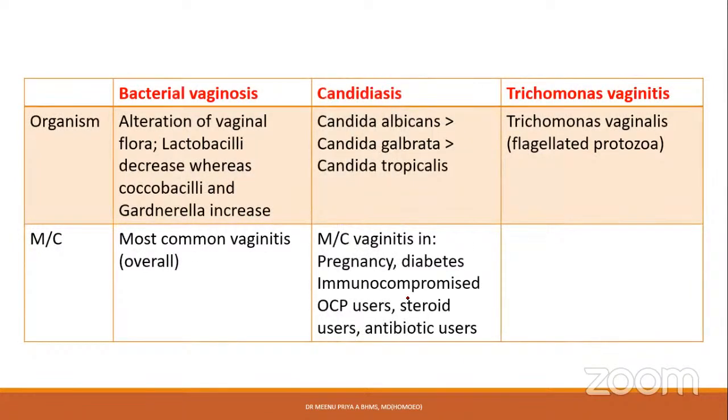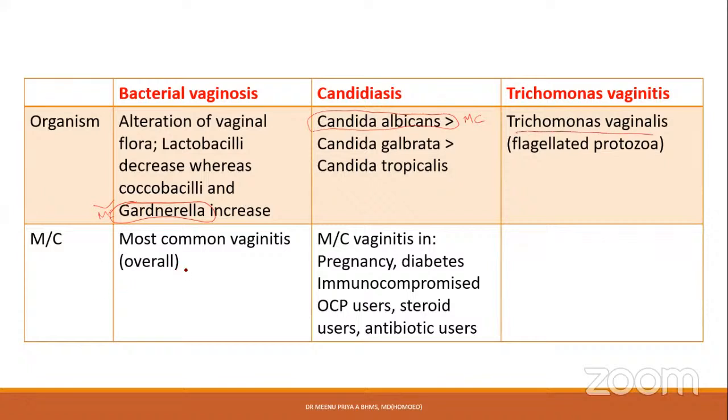Now we will see the differences. The theory is again here, we have just put it in a table. Bacterial vaginosis is an alteration of vaginal flora: lactobacilli decrease, whereas bacilli and Gardnerella increase. So the organism is Gardnerella. In candidiasis, the most common is Candida albicans. There are others also, Glabrata and Tropicalis. This is most common in candidiasis, and Gardnerella is most common in bacterial vaginosis. And then Trichomonas vaginalis is the only organism that is a flagellated protozoa causing vaginitis.